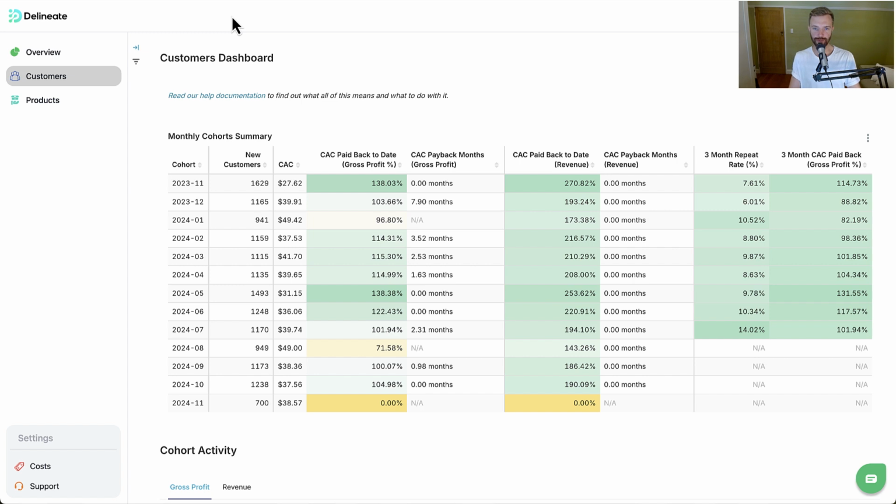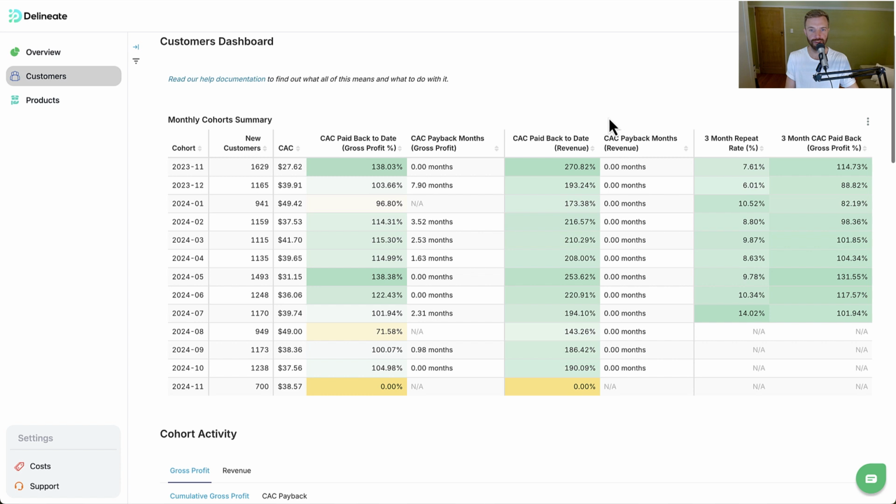Over here on the customers dashboard, the goal is to help you understand and optimize the health and profitability of your customer base through detailed cohort and behavior analysis. So for each monthly cohort of new customers, Delineate shows what's the customer acquisition cost and the percentage of CAC that the cohort has paid back in gross profit terms, as well as payback time. So how long does it take to recoup the initial customer acquisition cost, or CAC, helping you decide how much you can afford to spend acquiring similar customers and how long you'll need to wait for that to happen.